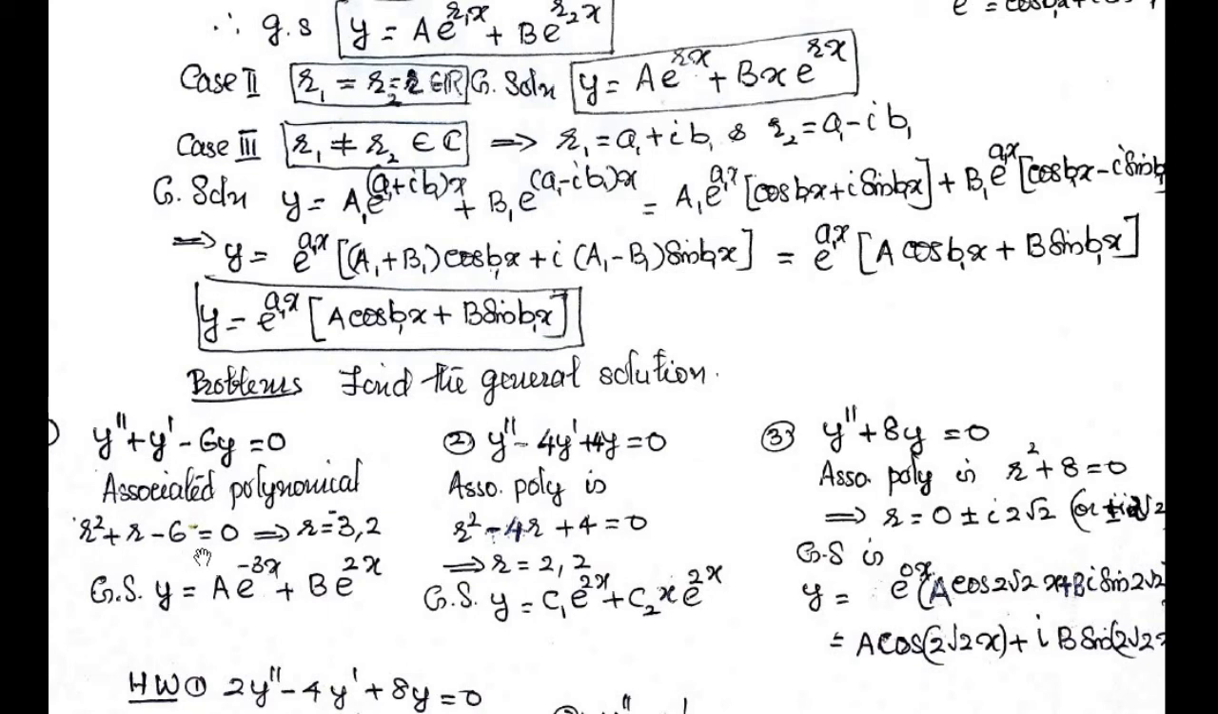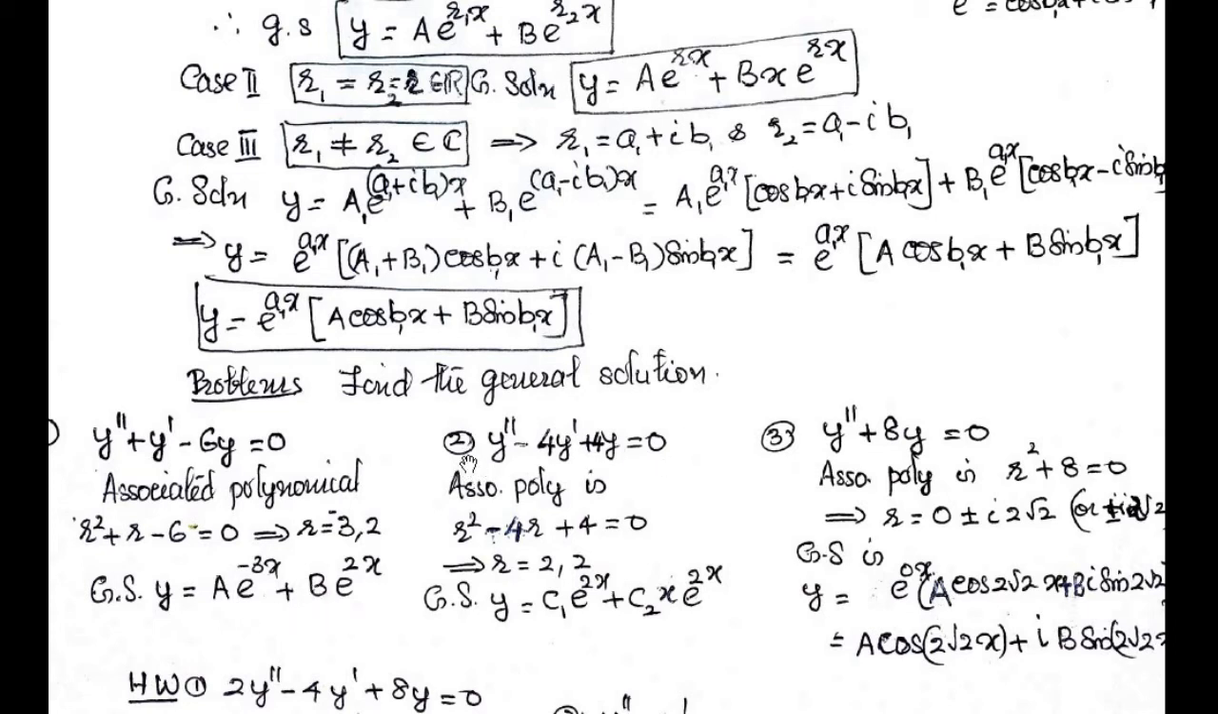This quadratic expression gives you two values, r equal to -3 and 2. Both are different and real, so y is equal to a e raised to -3x plus b e raised to 2x. Here a and b are arbitrary constants. You can write c1, c2, etc.